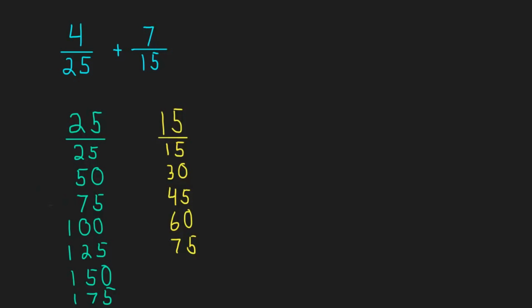Okay, so now it's time to figure out how did we get 75? Well, we did 3 times 25 is equal to 75. And over here, this is equal to 5 times 15.